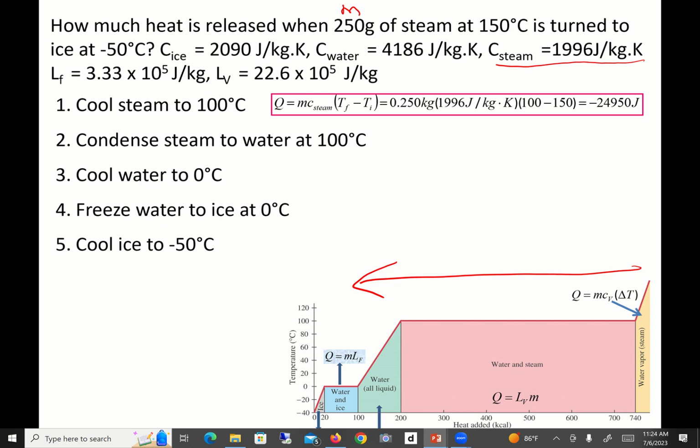What does that negative energy mean? It means that that heat is released. So if the heat is absorbed, it's positive. If it's released, it's negative.